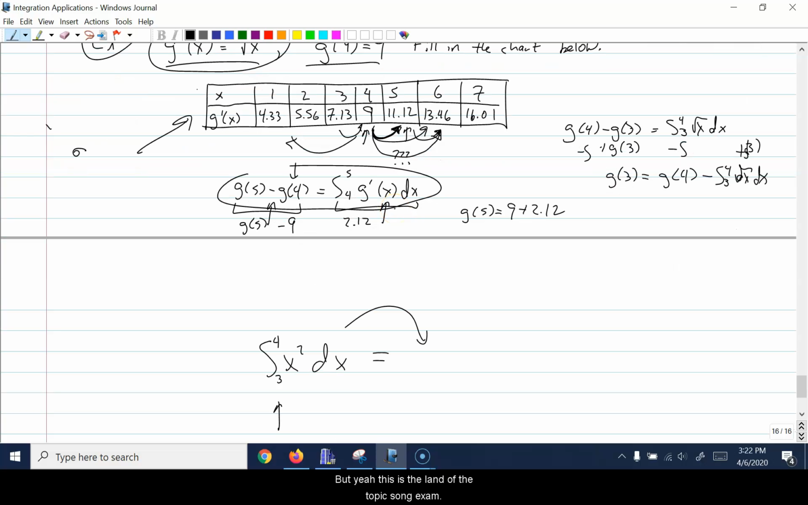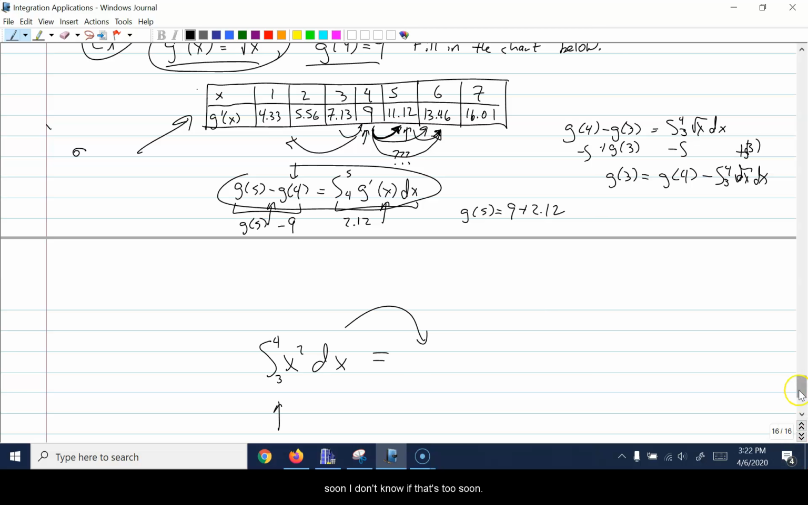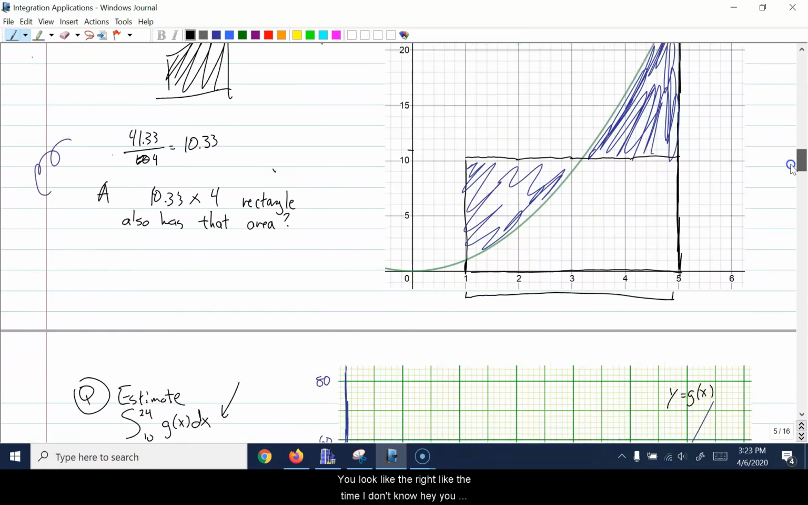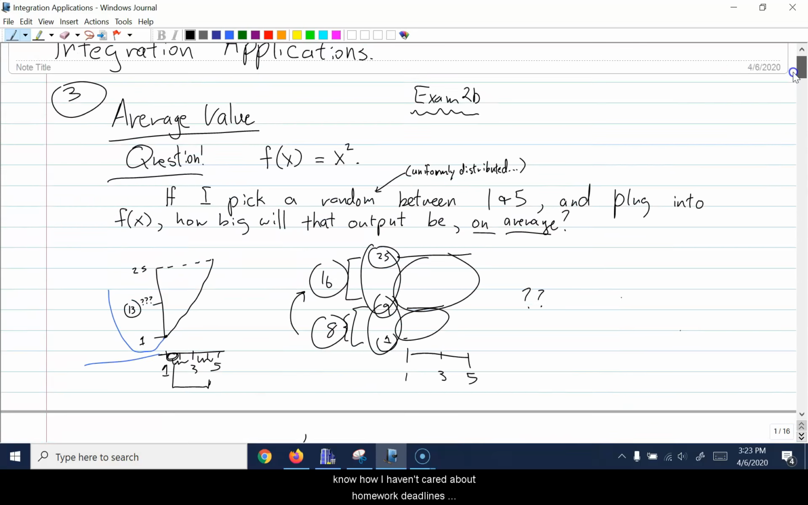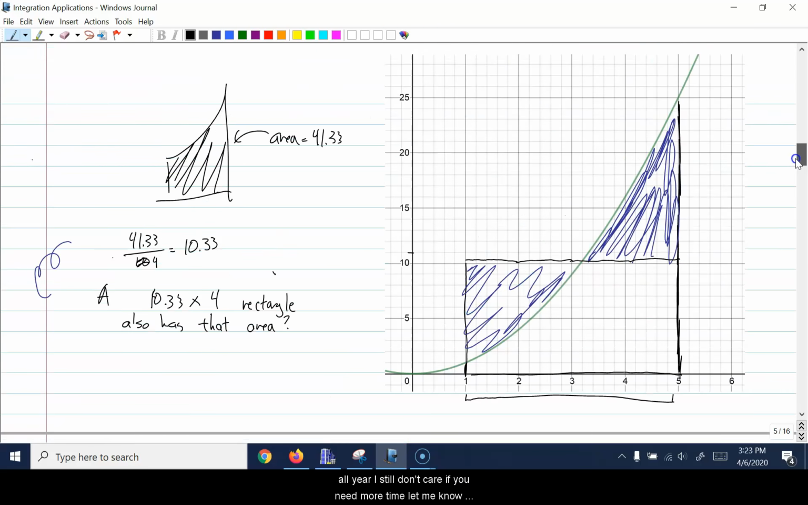But yeah, this is the end of the topics on exam 2B. Exam 2B is going to be this Friday, April 10th, unless I hear complaints that that's too soon. I don't know if that's too soon. Feels like the right length of time. Hey, you know how I haven't cared about homework deadlines all year? I still don't care. If you need more time, let me know what's going on.